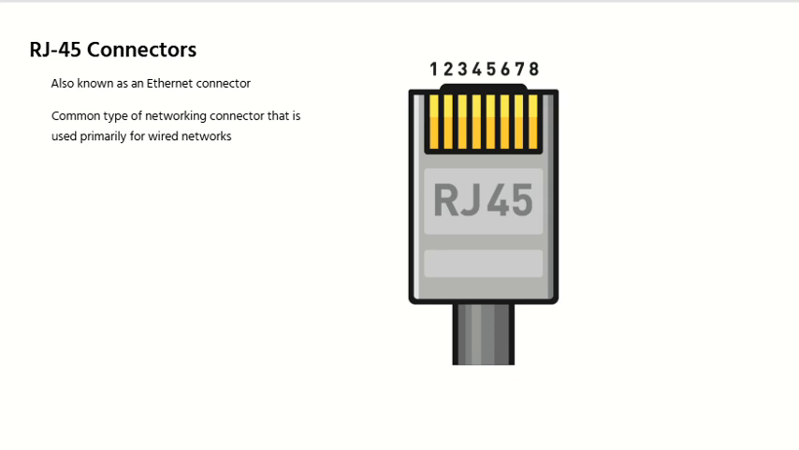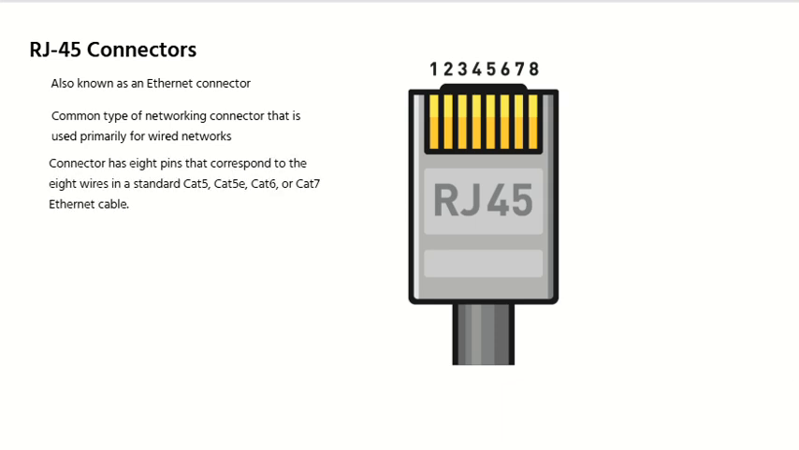The connector has 8 pins that correspond to the 8 wires in a standard Cat5, Cat5e, Cat6, or Cat7 Ethernet cable. In most instances, twisted pair cables are already factory terminated. However, if you are working with cables that are not, you can use a crimping tool to attach the connector to your cables.